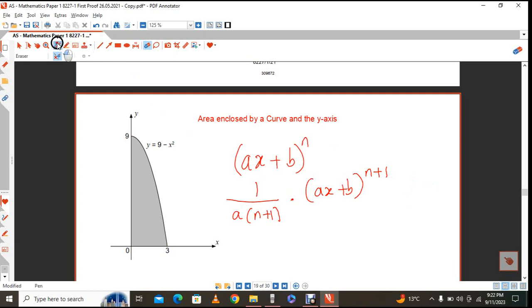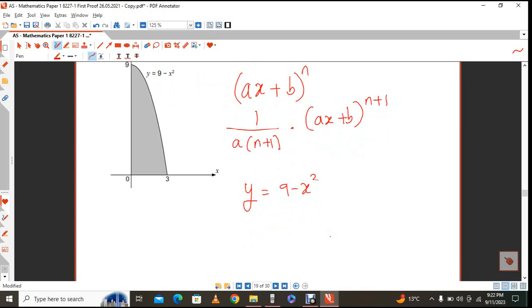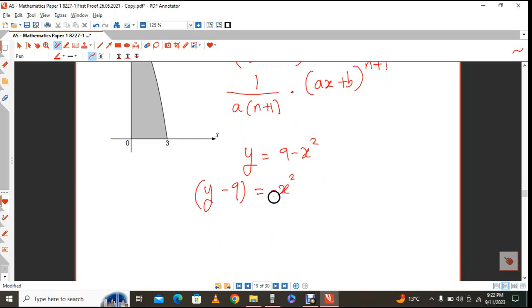The reason I brought that up is that in order for me to integrate with respect to the y-axis, I have to make the x in this equation the subject of the formula. So y equals 9 minus x squared, and I need to make x the subject. Step by step, this becomes y minus 9 is equal to x squared, the x squared being negative. I'm going to put it in brackets. I'm going to get rid of this negative 1 by dividing throughout by negative 1, so that means negative outside the bracket, and this is going to be positive, right?